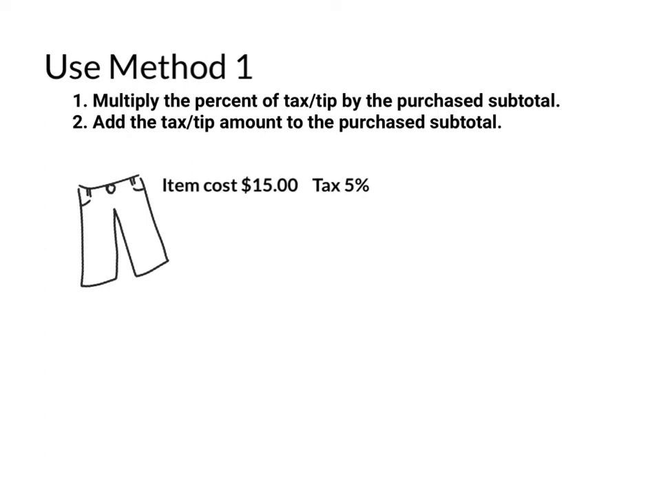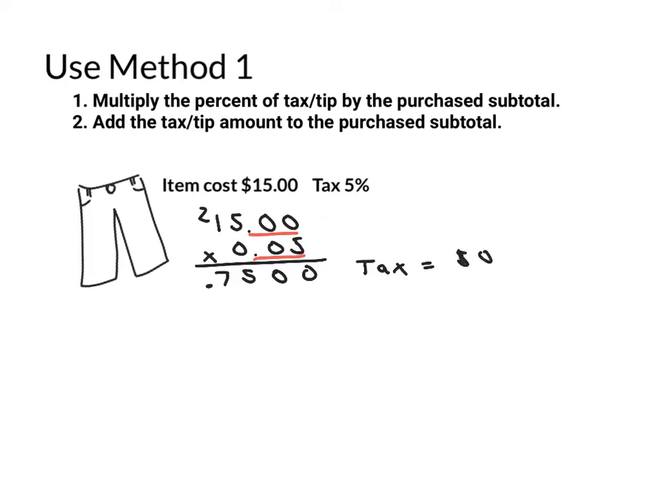One is to change our percent to a decimal. So $15 for our pair of pants times 5% written as a decimal, 5/100. And then we multiply. We make sure that we have the same number of digits to the right of that decimal, and we would find that our tax amount equals 75 cents.